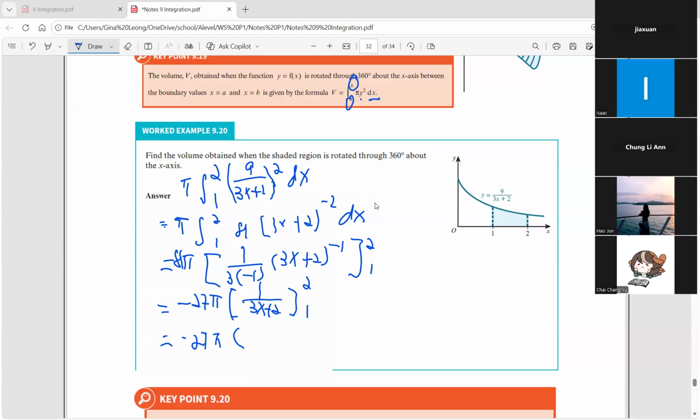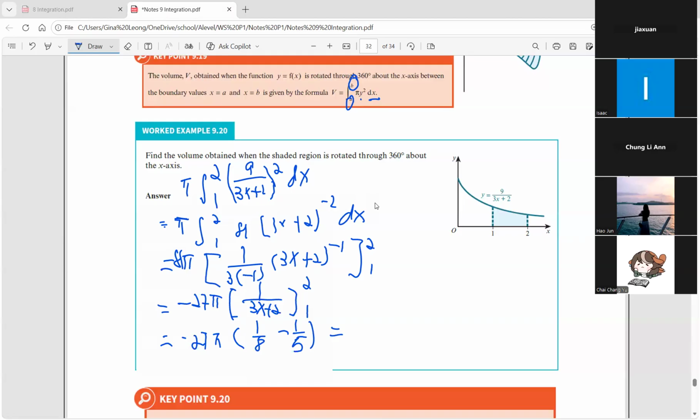Okay, same thing. I will use the algebra method. 3x alpha x plus 2. And then CALC calculate. Okay, I put 2, I get 1 over 8. Then calculate again, I put 1, I get 1 over 5.